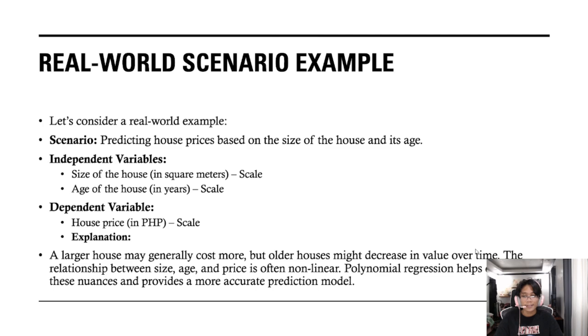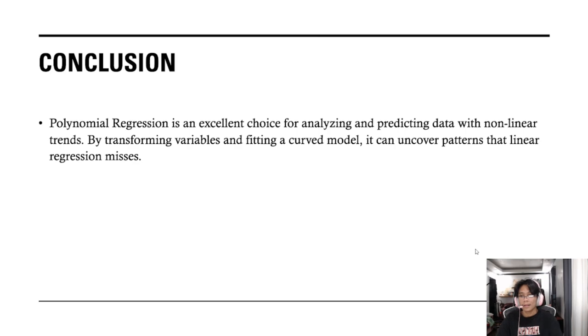Explanation. A larger house may generally cost more, but older houses decrease in value over time. The relationship between size, age, and price is often non-linear. Polynomial regression helps capture the nuance and provides a more accurate prediction model.